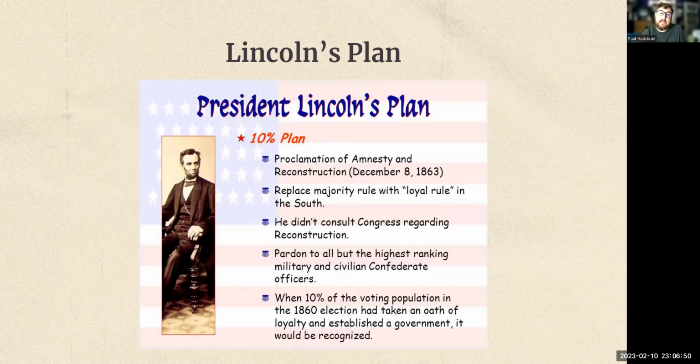Louisiana actually would be the first state to rejoin the Union under this plan. And part of that is because Louisiana is captured by the Union almost immediately as soon as the Civil War starts. And so, for the majority of the war, Louisiana and specifically New Orleans are Union controlled. And so, what that means is that those people in Louisiana and in New Orleans can meet that 10% goal a lot quicker than a lot of the other states can.